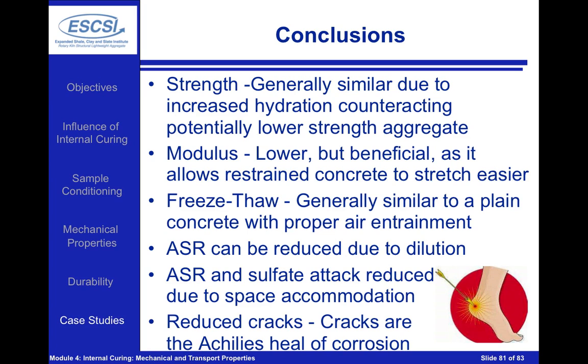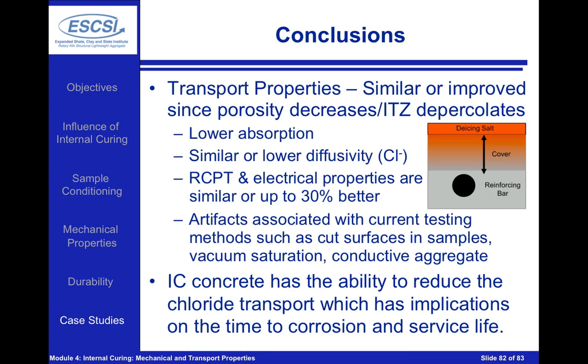So by taking these out of the system, we can help to improve the service life of our concrete by reducing the cracks, which are going to provide a short circuit for chloride ions and other things to get to the reinforcing steel, so we can improve durability that way. Transport properties are typically going to be similar or improved with internal curing. We're typically going to see a slightly lower diffusivity, slightly lower rapid chloride permeability, or lower electrical properties.